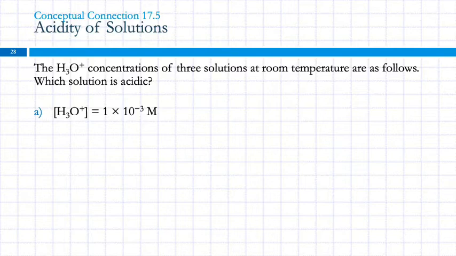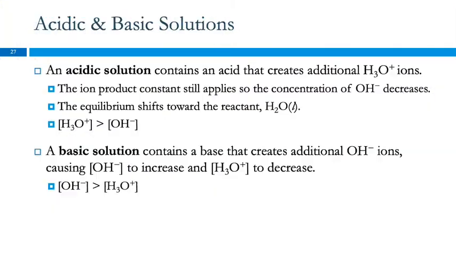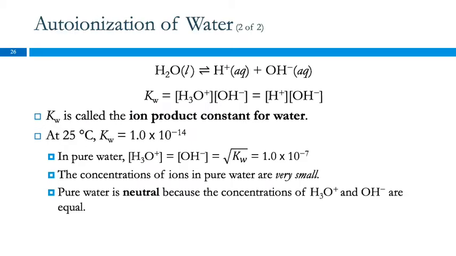So this is acidic because the concentration of hydronium ions is higher than in pure water. Acid has been added. So if we think about this in terms of an equilibrium, we have our equilibrium expression here, right? It auto-ionizes and forms hydrogen ions and hydroxide ions.